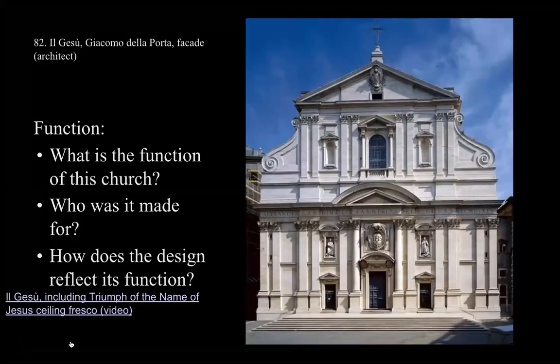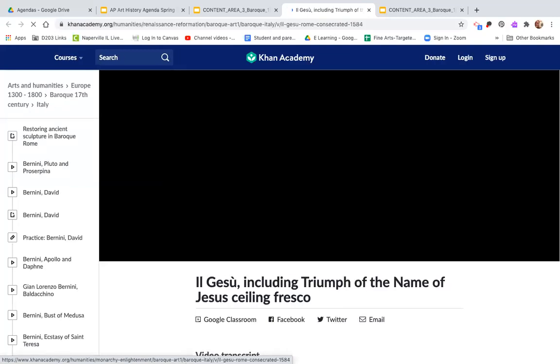And so that leads us to Il Gesù. We have basically two Baroque or late Renaissance buildings. We're going to look at Il Gesù by Giacomo della Porta. He's the architect who designed it. And then we're going to have a painting on the interior. So we've got two images, or maybe three images, of this building. We're going to look at what the function of the church is, who made it, which we got there in the title, and how the design reflects the function. So we're going to go ahead and watch this, at least for a little bit.